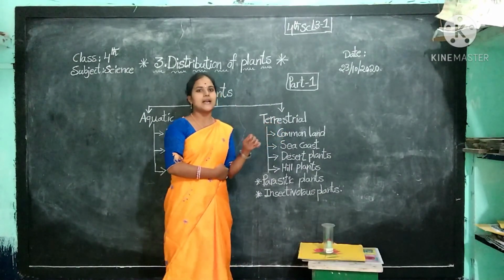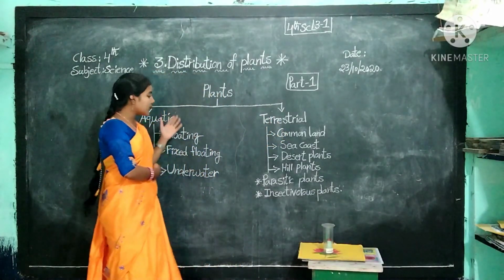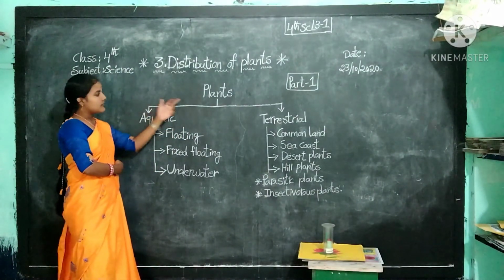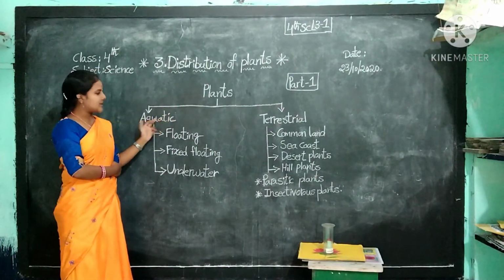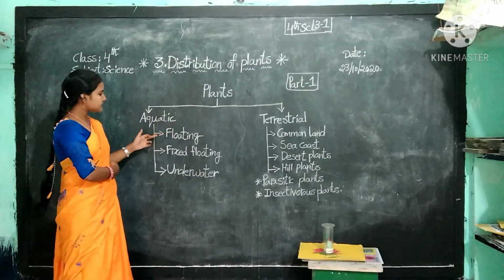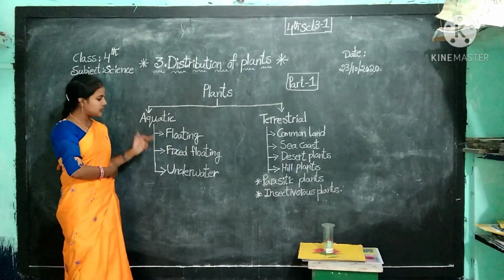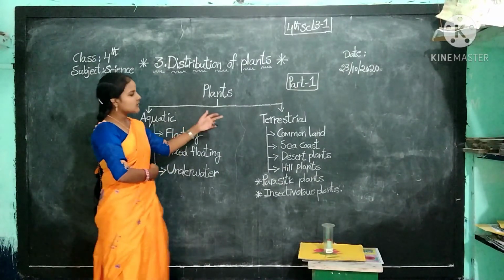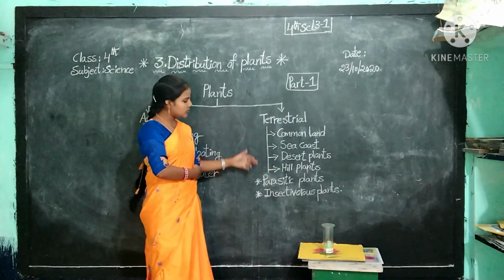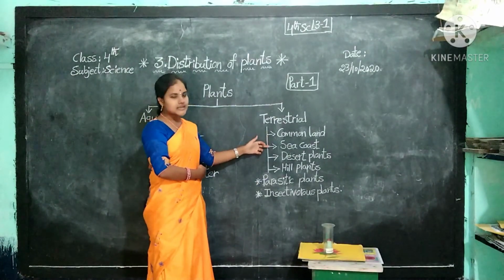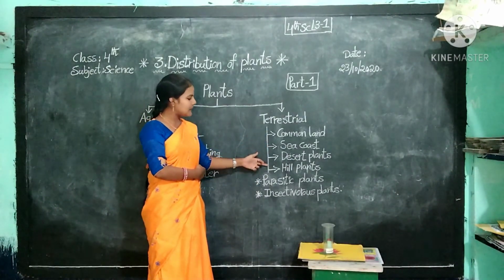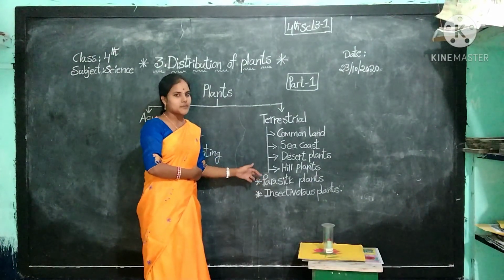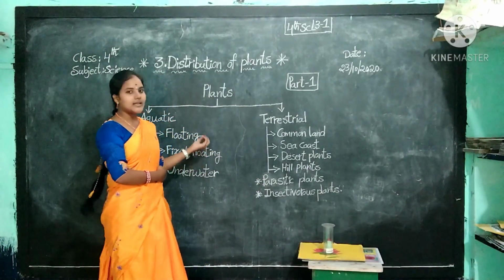Okay, children, the lesson is completed. Let me revise what I explained in this lesson. First of all, types of plants: aquatic and terrestrial plants. Aquatic plants are again divided into three types: floating, fixed floating, and underwater plants. And terrestrial plants are divided into common land plants, seacoast plants, desert plants, hill plants, parasitic plants, and insectivorous plants. I explained all of them in detail.